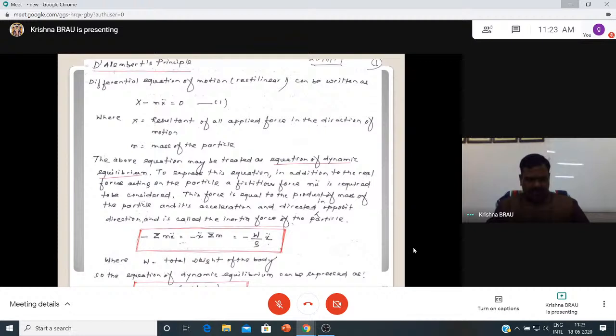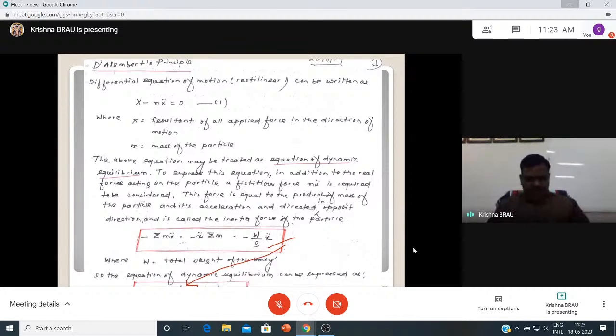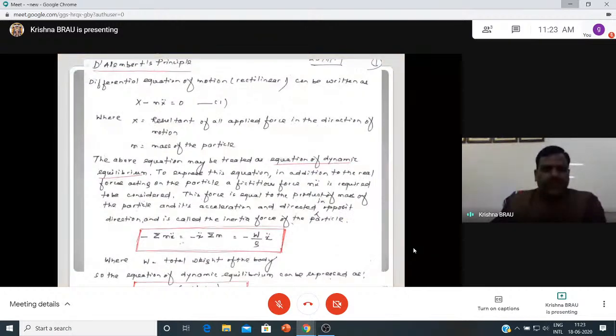See now, this one, what we are calling as inertial force, this is equal to F I, inertial force. You find out the unknown value and see that in all conditions, the sum of the forces plus the inertial force is equal to zero.